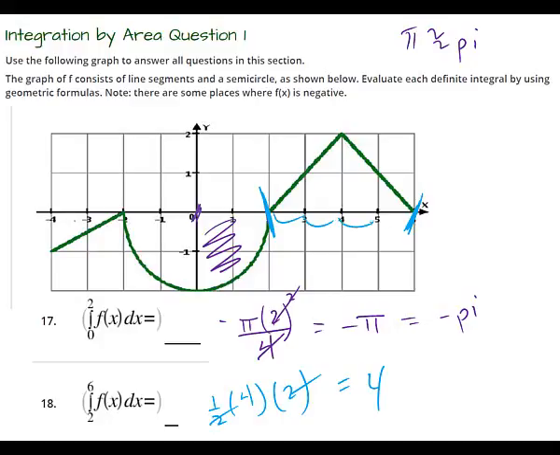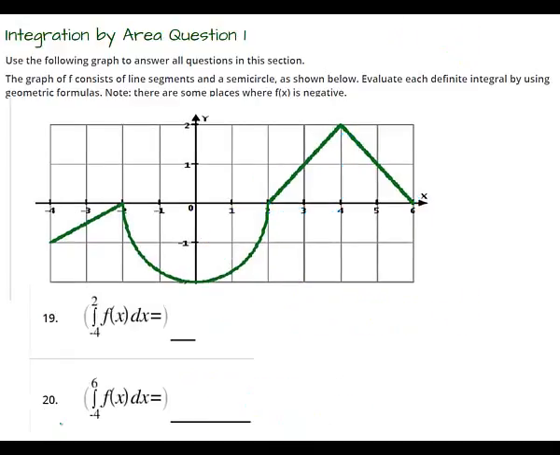The 1, 2, 3, 4 for the base, 1, 2 for the height. 1/2 base times height, 2's cancel. Everybody good? Okay, I'm going to go to the next one.